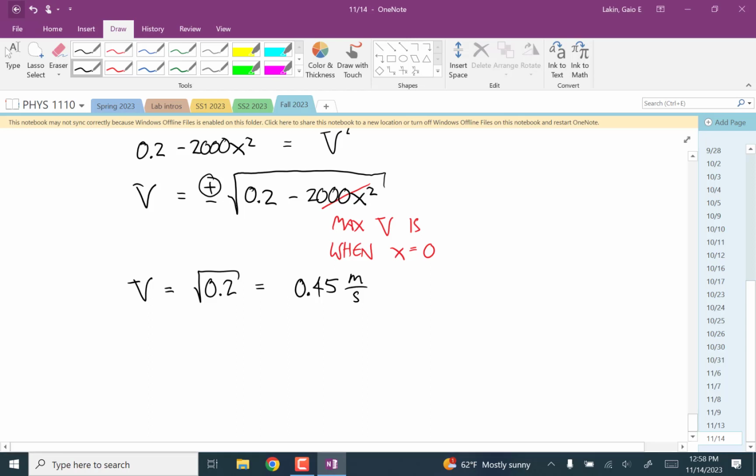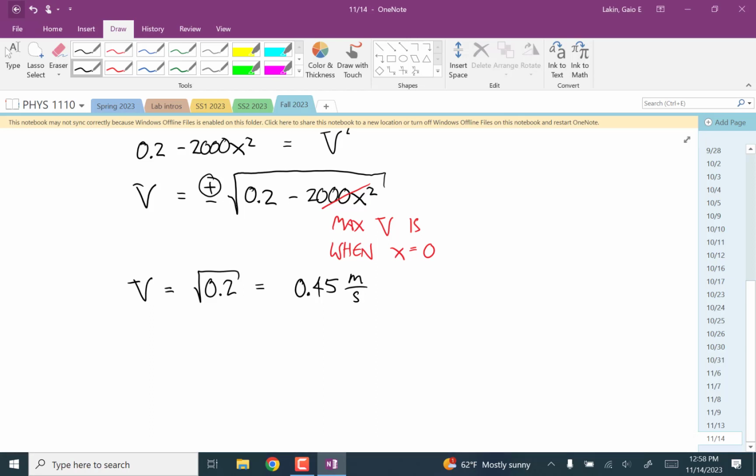Yeah. My question is that there's still a square with the 2,000 x squared. Wouldn't that cancel out the square root? It doesn't work like that, actually. The way it works, if you remember this, yeah, it doesn't cancel that out.